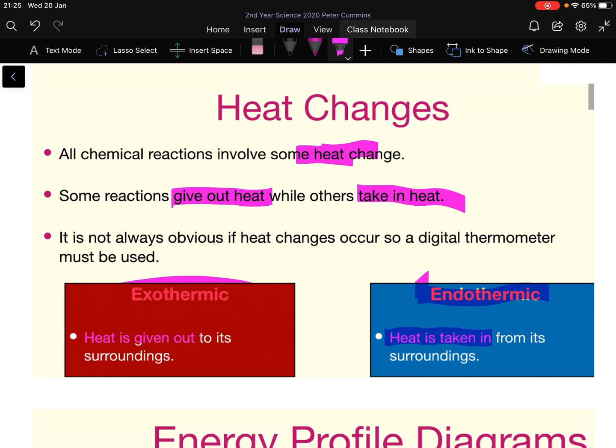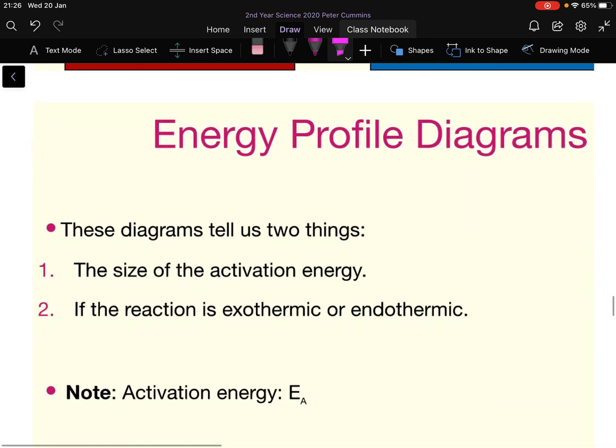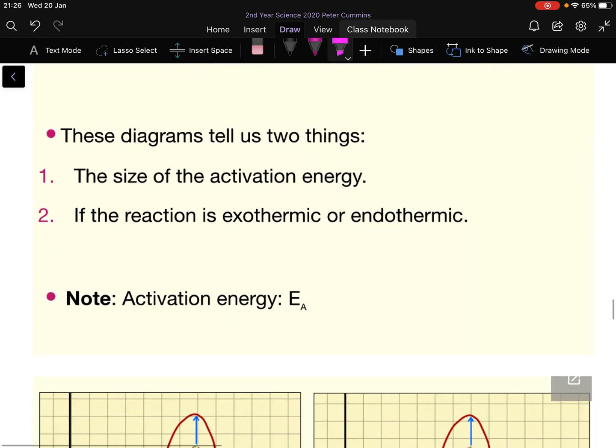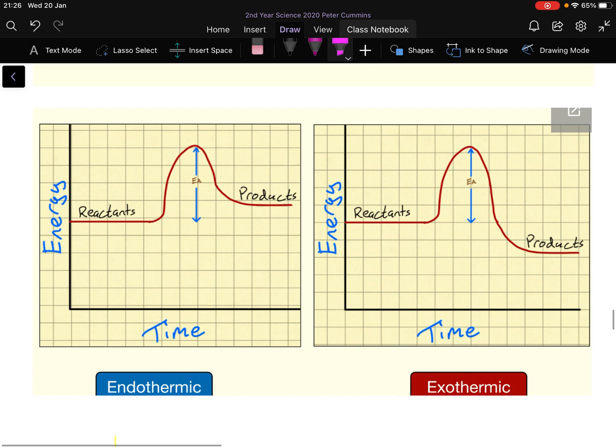Good example of an endothermic reaction is when you put hand gel in your hands in the Blanch Center and you feel that cold. Good example of an exothermic reaction is when you have a fire lighting and you put your hands over and you can feel the heat given out. Exothermic, heat given out. Endothermic, heat is given in. And if you look at the energy profile diagrams for those, they will tell us two things: the size of the energy and whether the reaction is exothermic or endothermic.